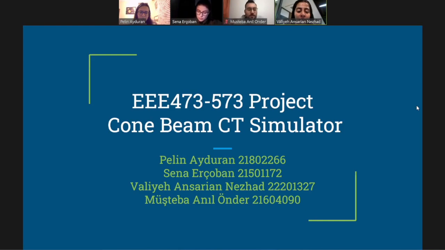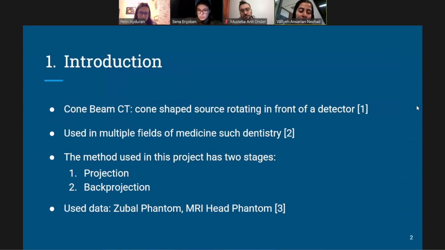We worked on a cone beam CT simulator. In this project, we applied a cone beam CT on two different data sets, and we also applied some noise to see the result. As the name expresses, our beam is cone shaped. The cone beam CT scanner is used when we need 3D images. It's not commonly used because it has a lot of energy and can cause some difficulty for the patients.